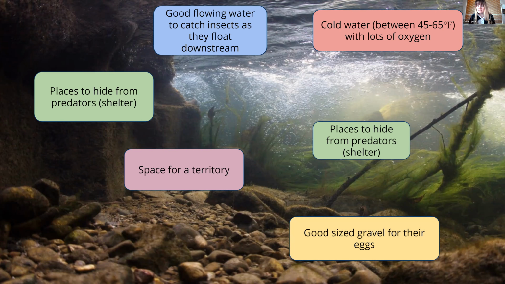When they put their eggs down, they're going to want some good sized gravel, which can provide protection and also keep all the eggs anchored into one spot. So that is super important for them to have. Like we said, we've got our food, our water, obviously, because they're in the water, shelter, and our space. Those are our 4 things that we need for every habitat.